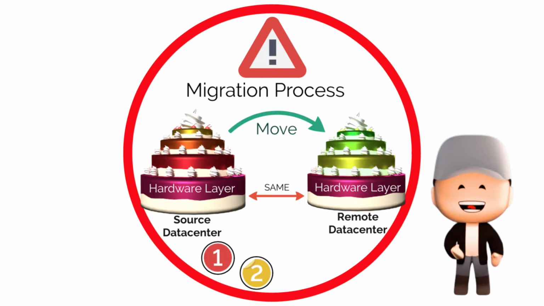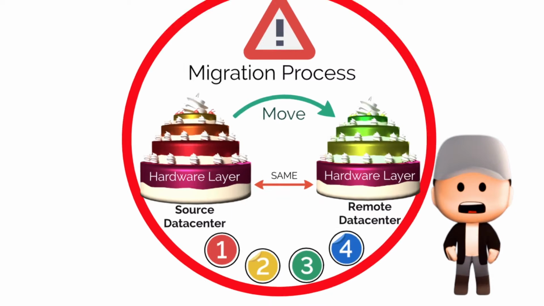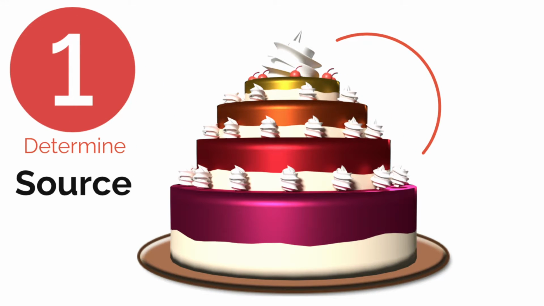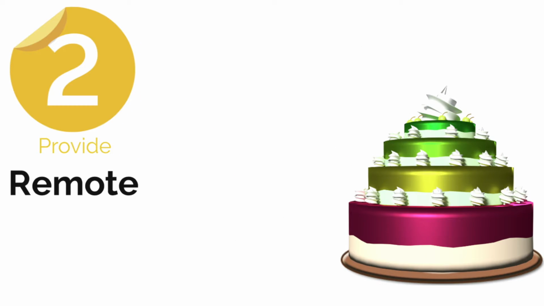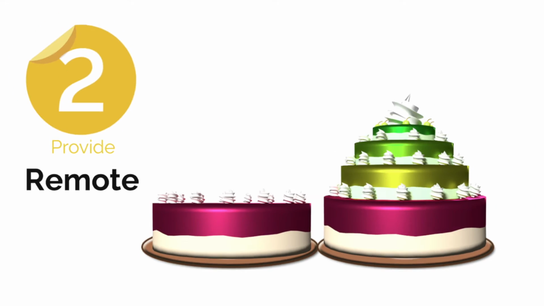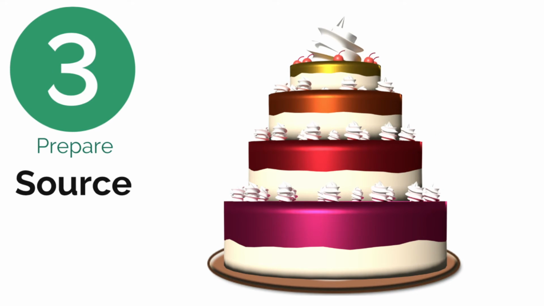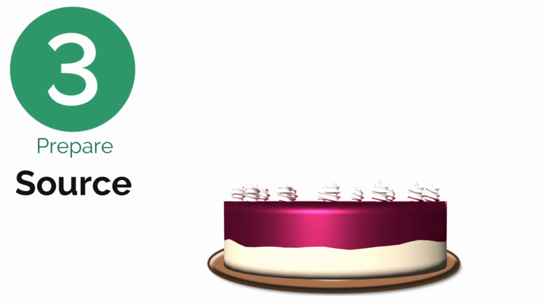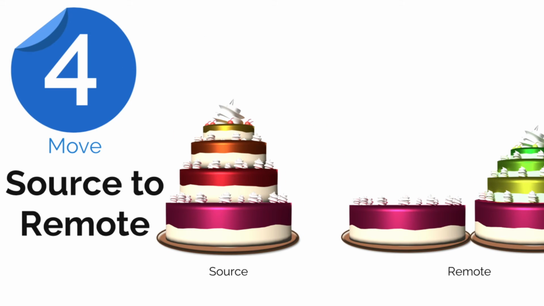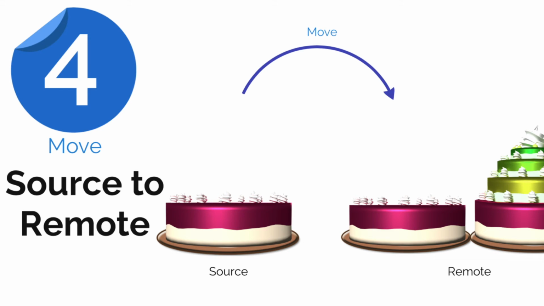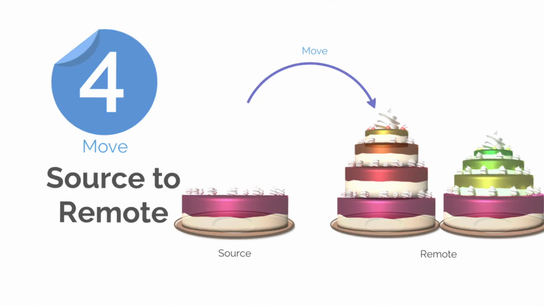During the migration process, the source data center will determine the amount of necessary resources to support the layers at the new data center and complete the entire process. Then it provides the space on the remote data center. Then the remote data center prepares to move the top layers. Once prepared, the source data center moves the top layers to the remote data center.